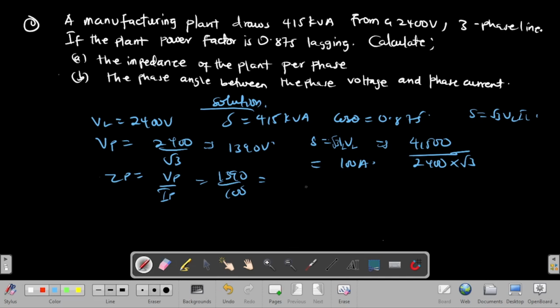So this gives me 13.9 ohms. Then the B part is asking for the phase angle between the phase voltage and the phase current. So now I have my power factor. Remember, the phase angle is simply the cos inverse. So my phi equals cos inverse of 0.875, and that gives us 29 degrees.